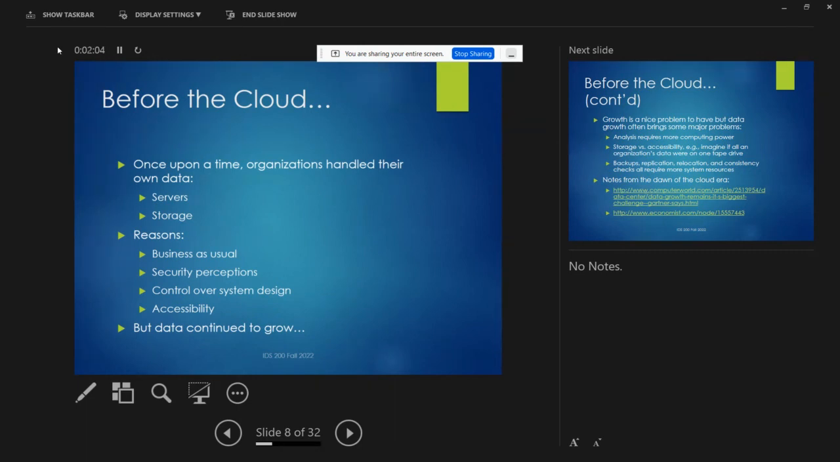So once upon a time, before about 2010, most organizations handled their own data. They had all their own servers, they did all their own storage. And the reasons for this, well, number one, biggest reason always, it was business as usual, right? This is the way people did it. This is the way everybody did it. There was no competitive pressure really pushing businesses to do something different.